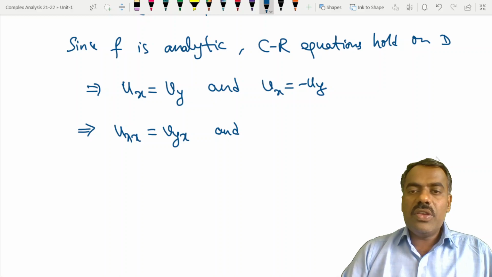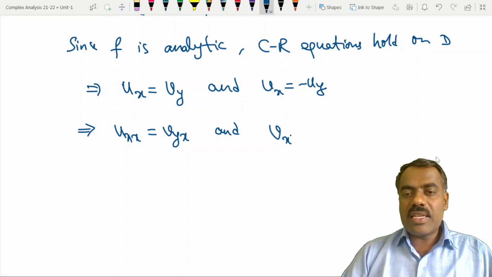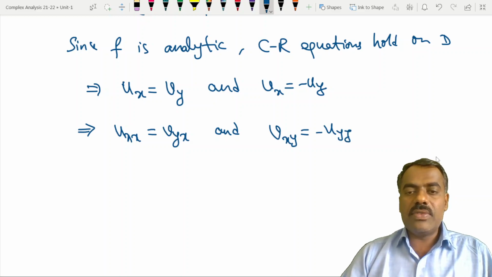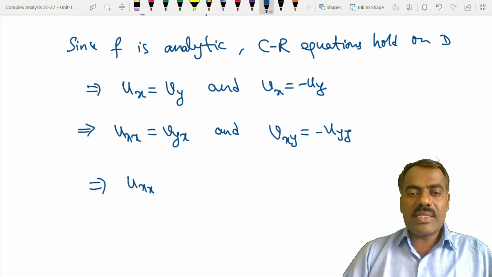Okay, and you differentiate this with respect to y. First we will do it for u. That means vxy is equal to minus uy. So here we are differentiating this with respect to y, and there we are differentiating this with respect to x. This implies uxx plus uyy is equal to vyx minus vxy.